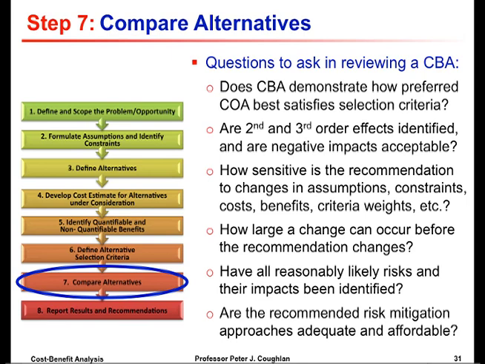And again, risks. Identifying risks. Have you identified all the likely risks, and do you have a strategy for mitigating those risks? Does that approach to risk mitigation make sense? Is it an adequate approach, and is it an affordable approach?